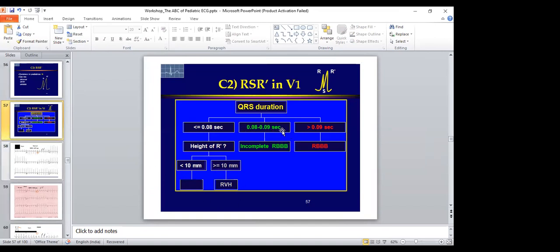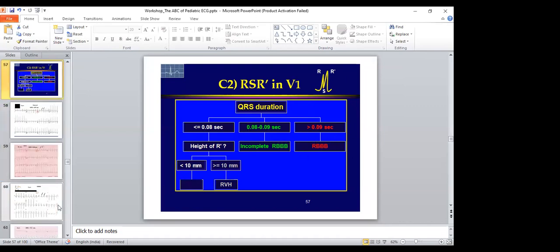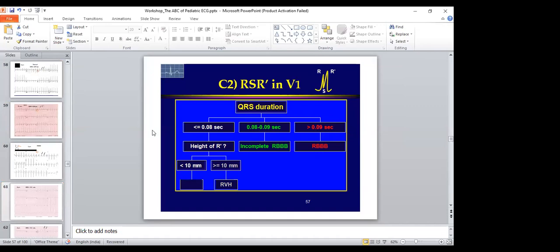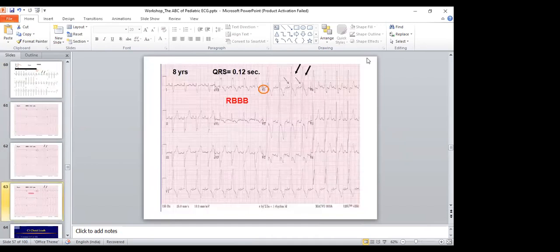When the duration is 0.08 to 0.09, that is two smaller squares, then it is incomplete RBBB. If it is more than 0.09 second, then it is complete right bundle branch block. The rationale behind this is that the atria depolarize the ventricle by spread of the wave from the sinus node, and the left ventricle is depolarized first through the septum. It goes to the right ventricle, and if there is right bundle branch block, we get the R dash pattern.